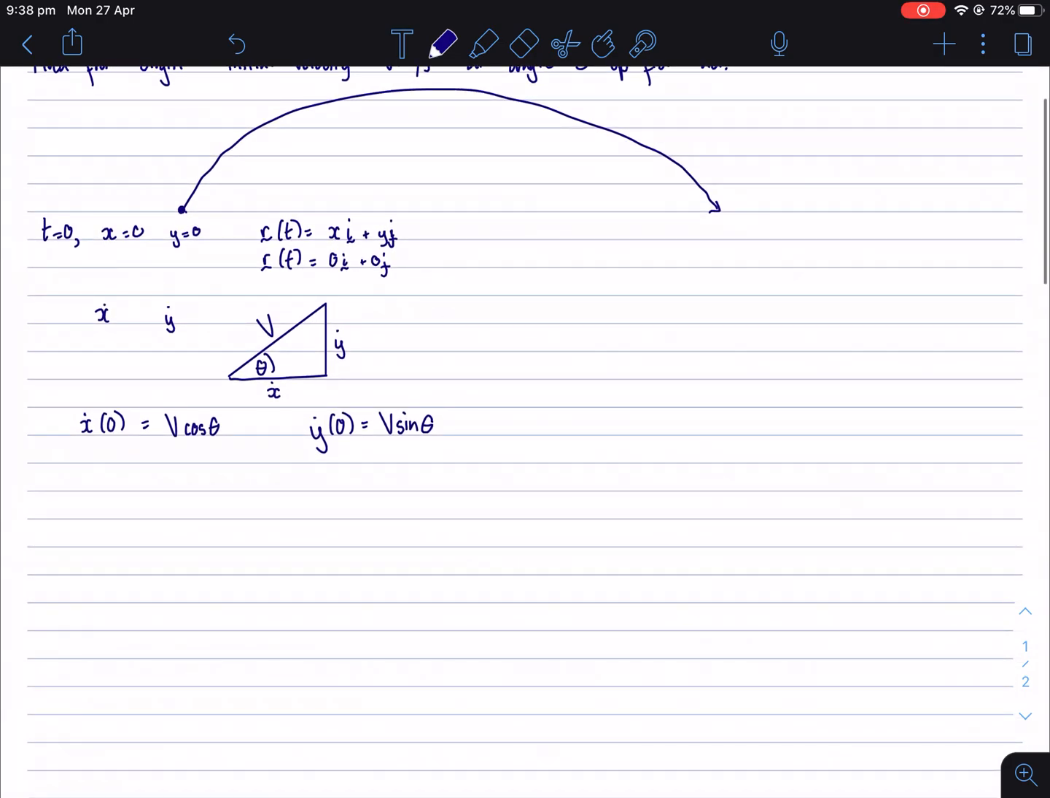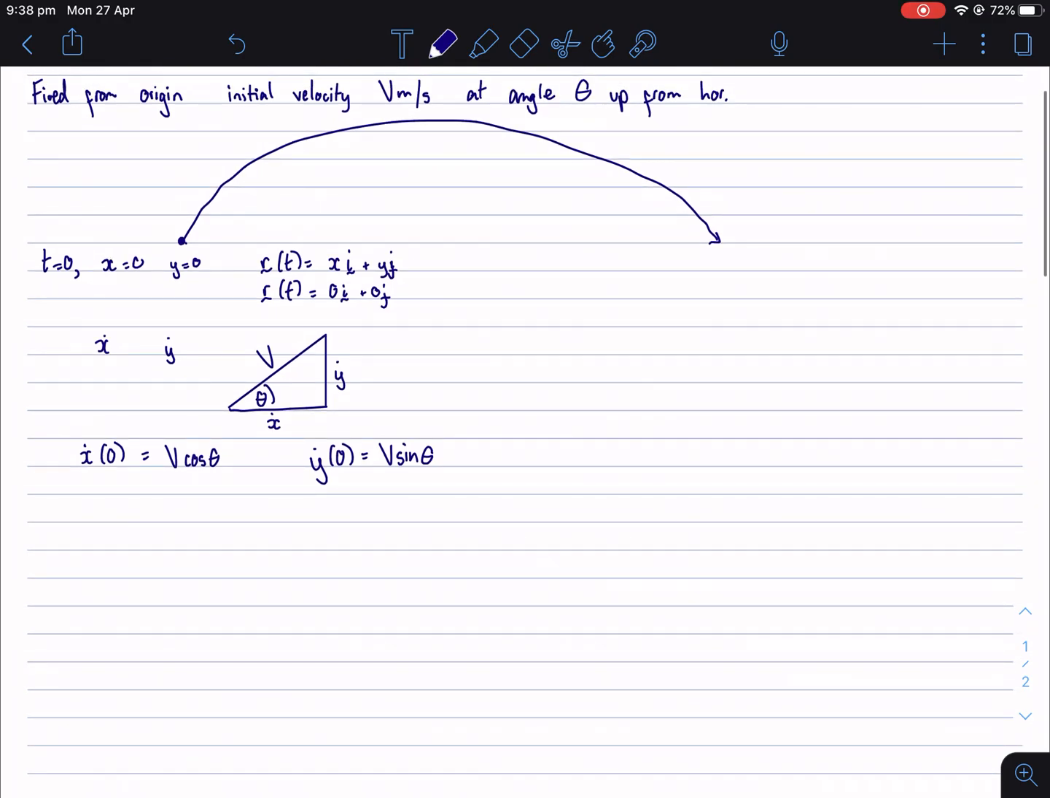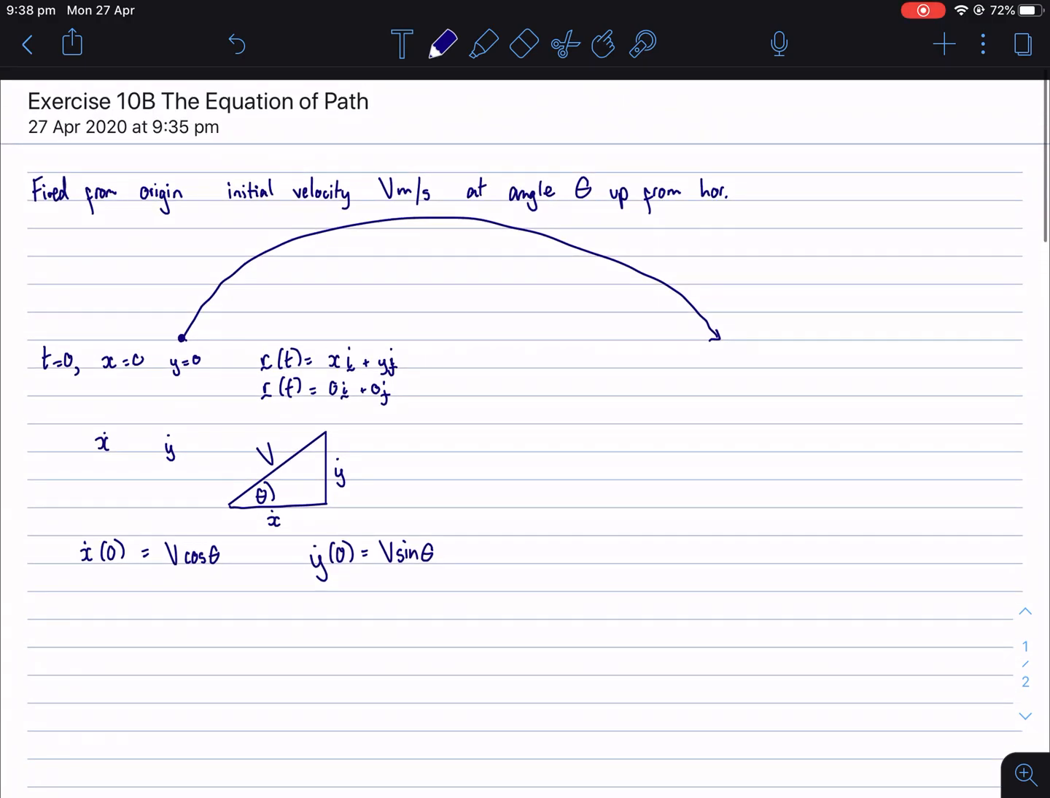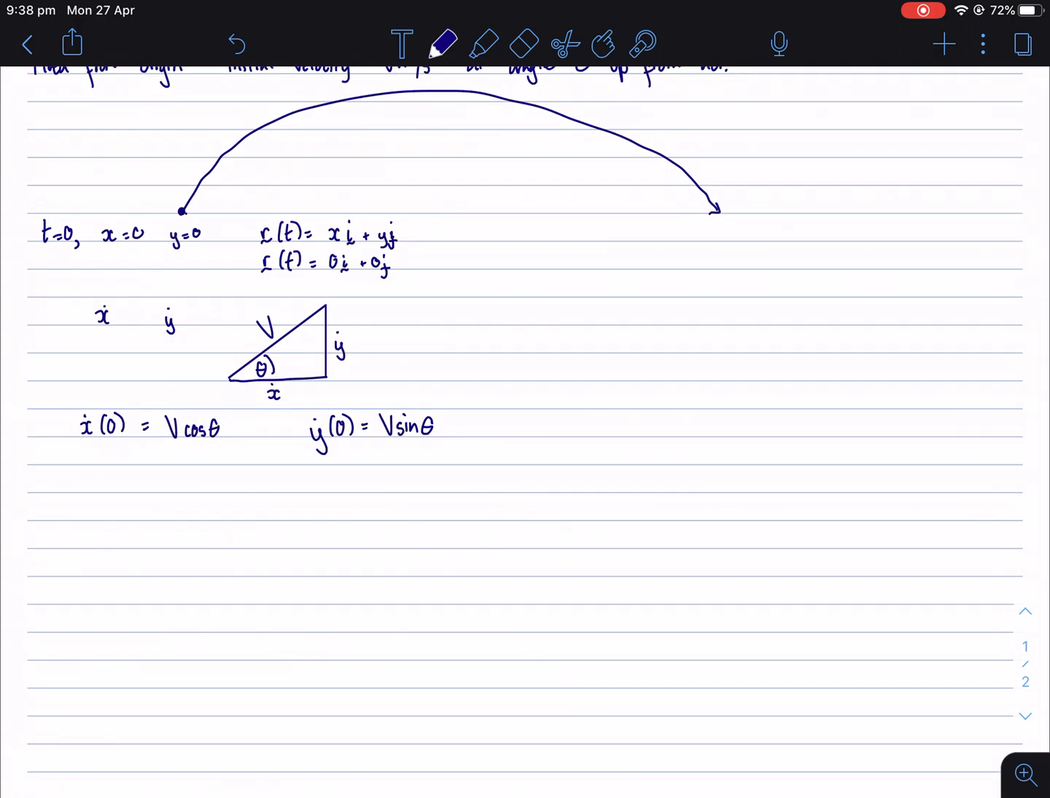But we also know that x double dot is always going to be 0, and y double dot as a function of t is going to be negative g, yeah? So if we were to integrate that, if we wanted x dot as a function of t, well, that's the integral of this. So that just comes out as a constant term. So this is very much like what we did a lot last exercise.